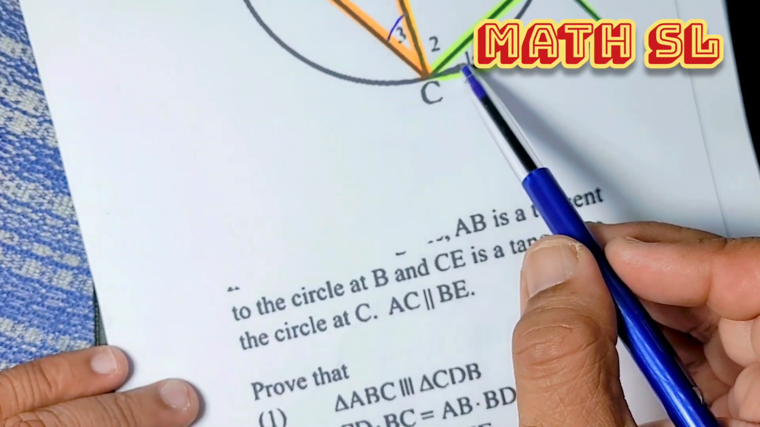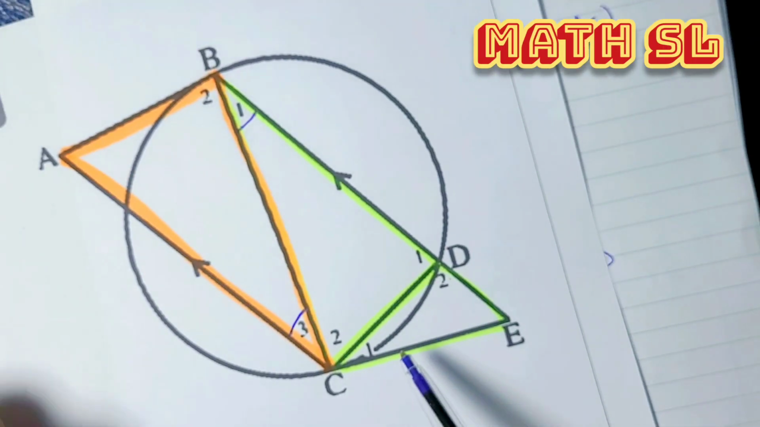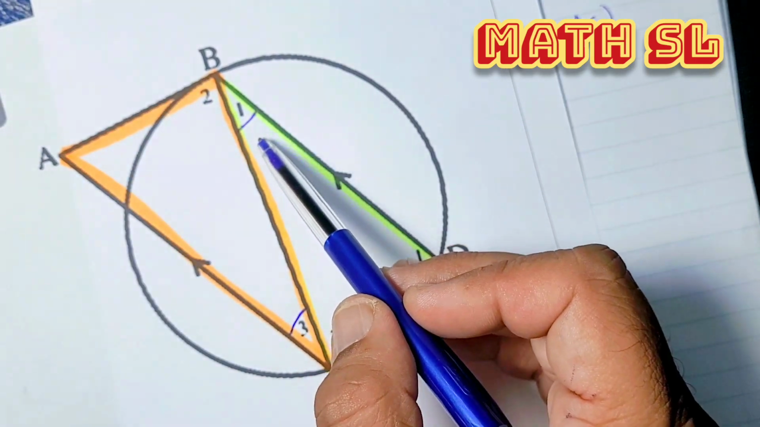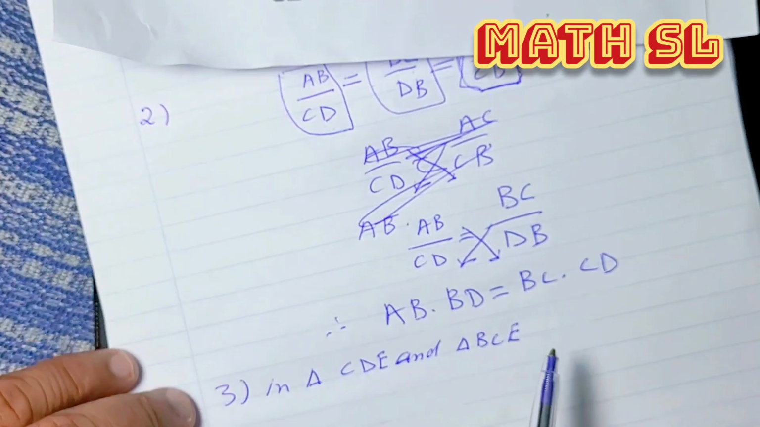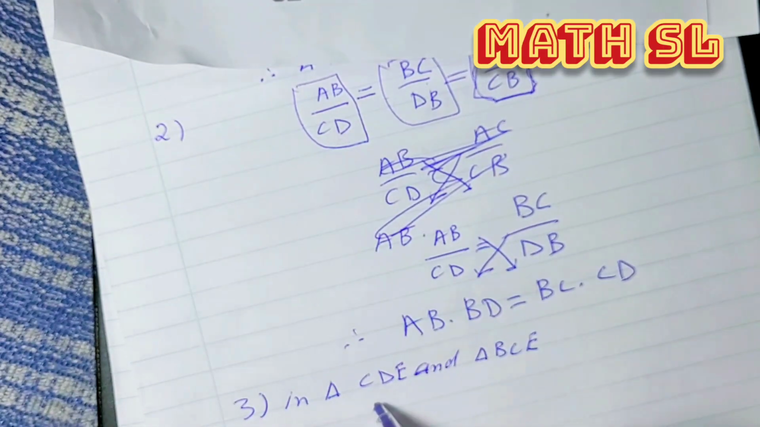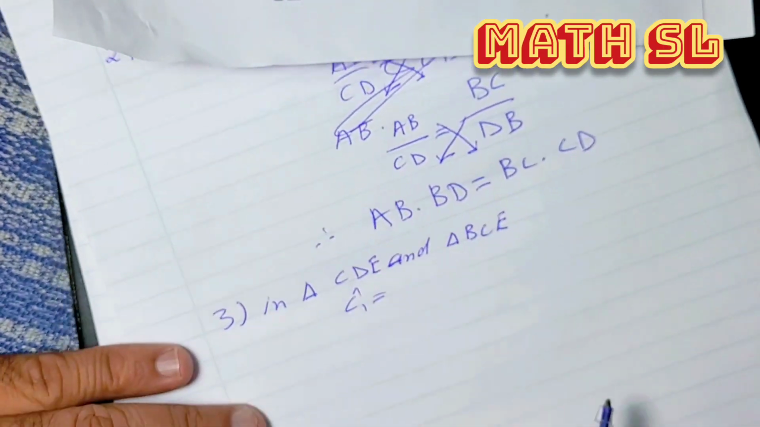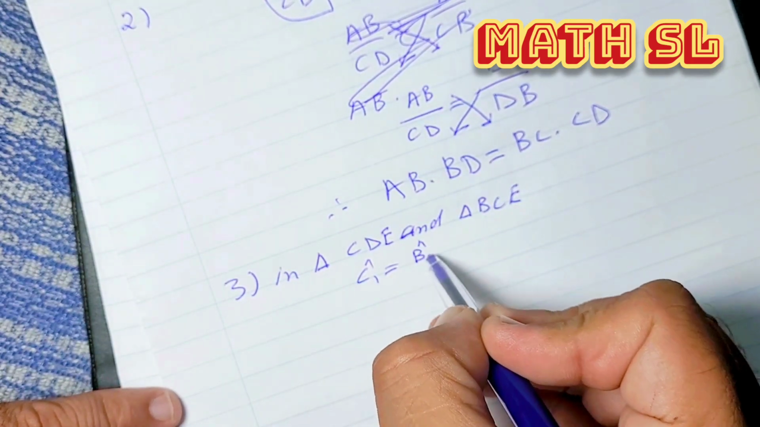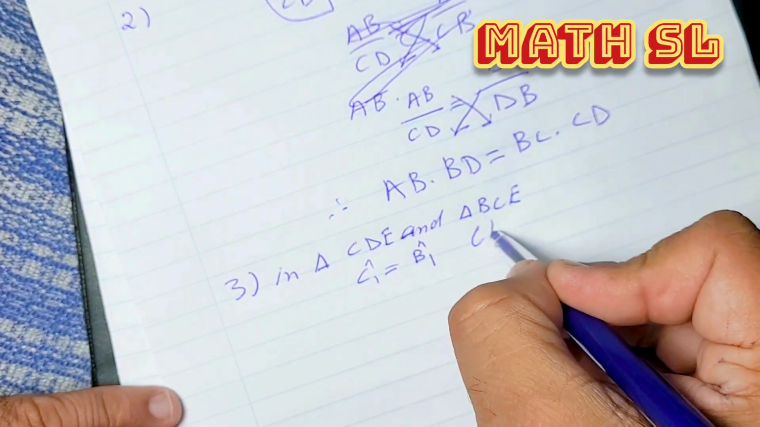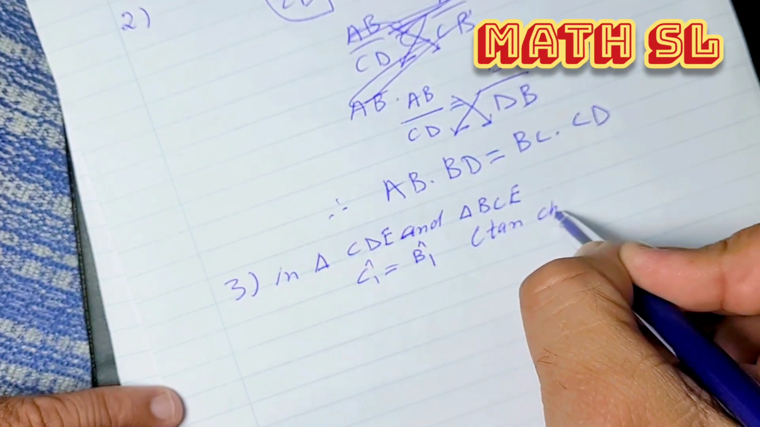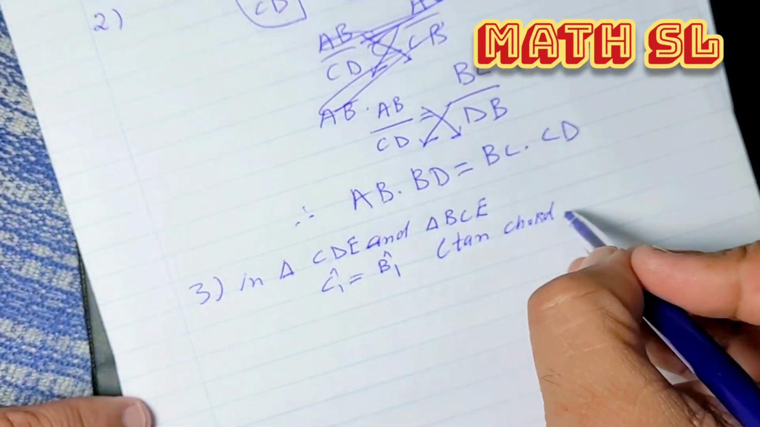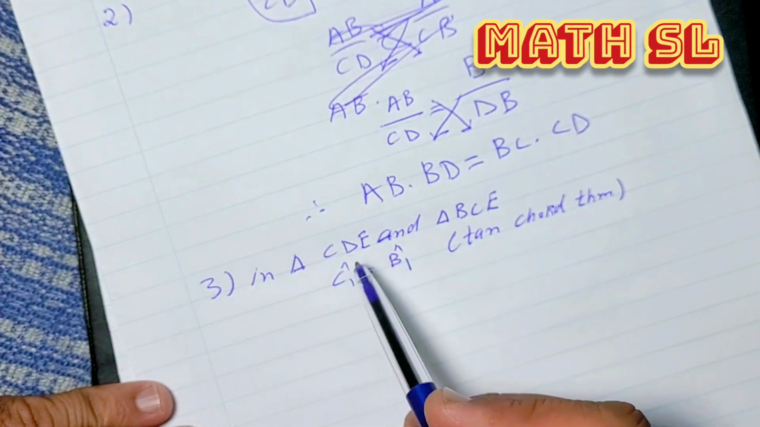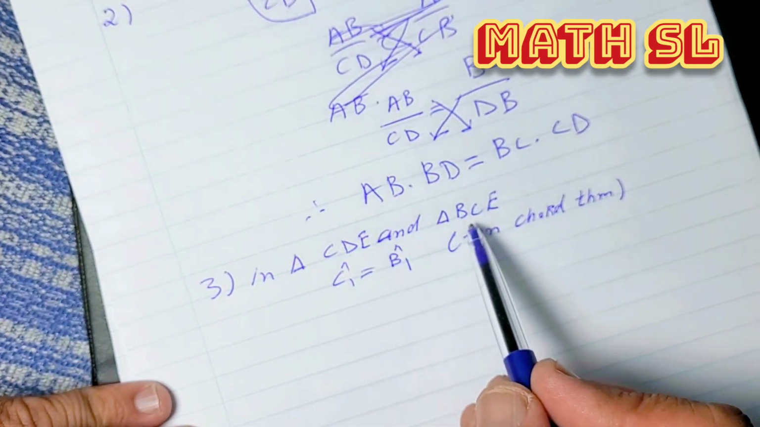So where is it forming the angle in the alternate segment? Have a look, the angle B1. Which means angle C1 is going to be equal to angle B1. The reason is tangent chord theorem.